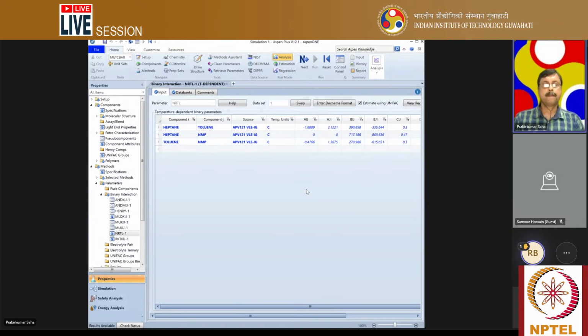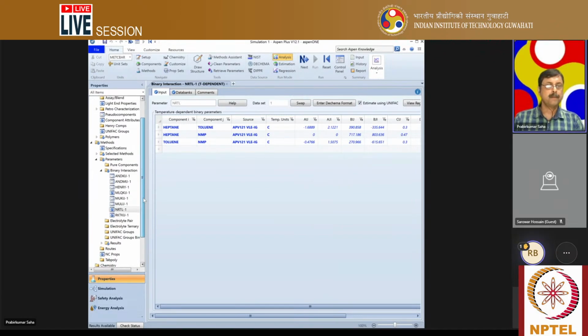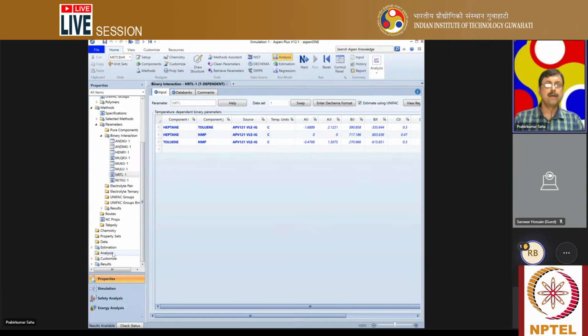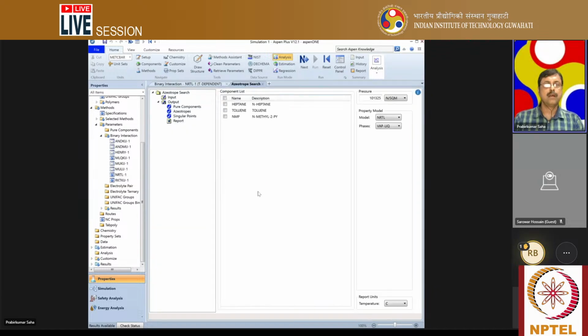Yeah, when we go to analysis and in the analysis drop down list we select the ternary diagram. Yeah, in this menu bar, analysis drop down list, you have to find the azeotropes, right? Find the azeotrope. So when we go to analysis and then ternary diagram, yes, sir.